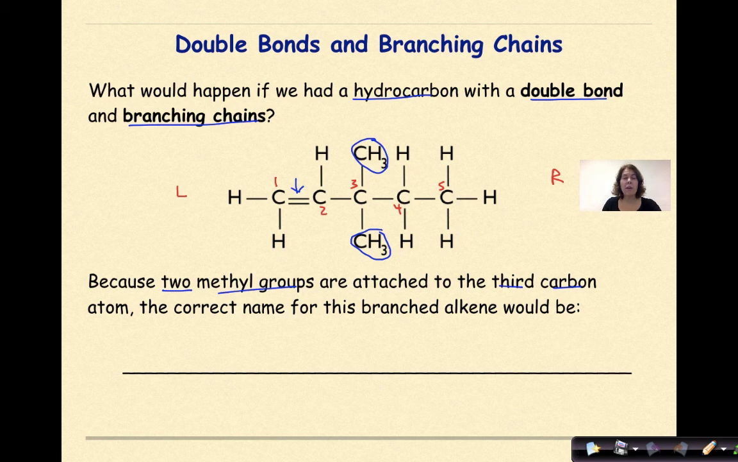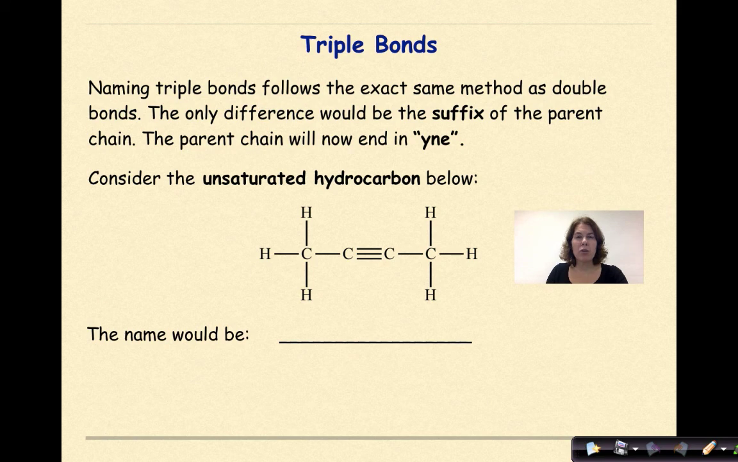So the full name for this compound would be 3,3-dimethyl-1-pentene. And that gives us all the information to reconstruct this molecule. We have 2 methyl groups coming off the 3rd carbon, so that's our 3,3 because each branch needs a number associated with it. 3,3-dimethyl. The double bond is between carbons 1 and 2, so it's 1. And then finally, 5 carbons, that's pent, double bond, ene. So 3,3-dimethyl-1-pentene. Now let's talk about triple bonds.